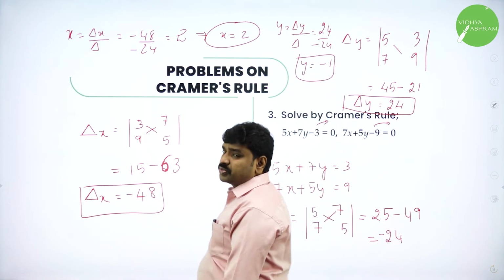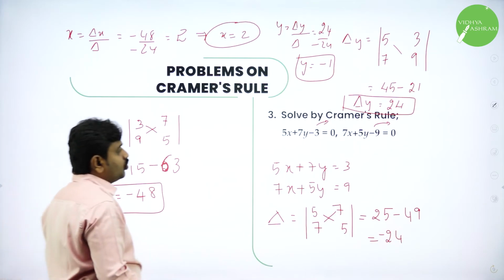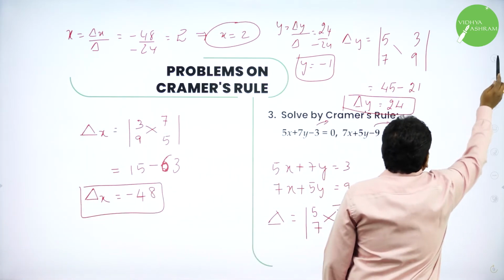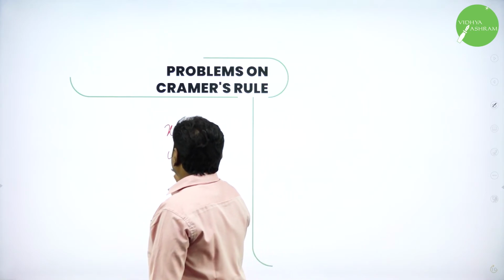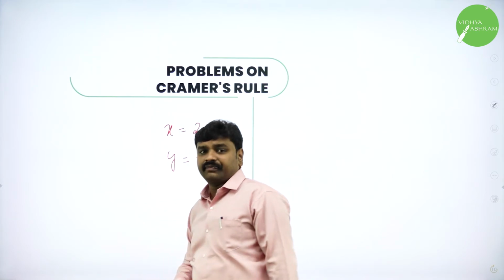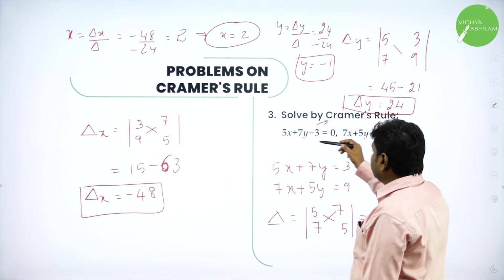So x is 2, y is minus 1. x is 2 and y is what? Minus 1. x is 2 and y is minus 1, we got, and you can check this by substituting. I always told you people, don't forget to verify.